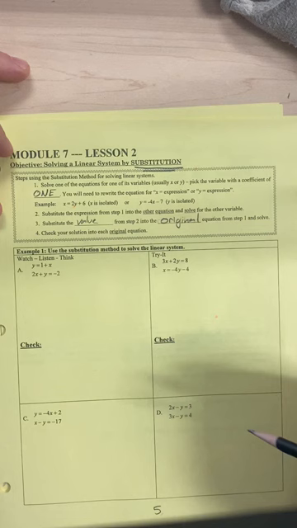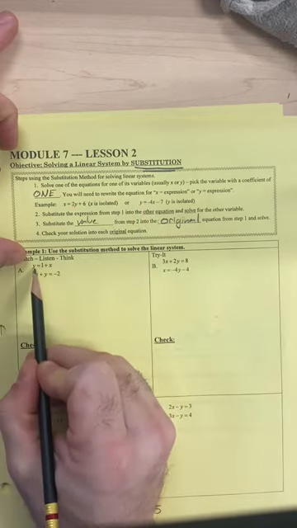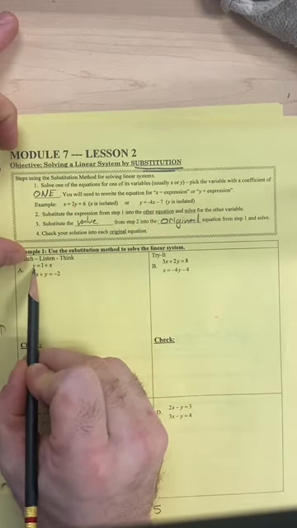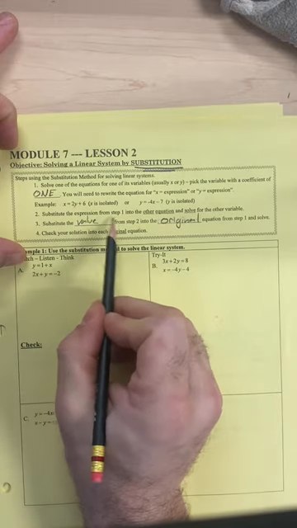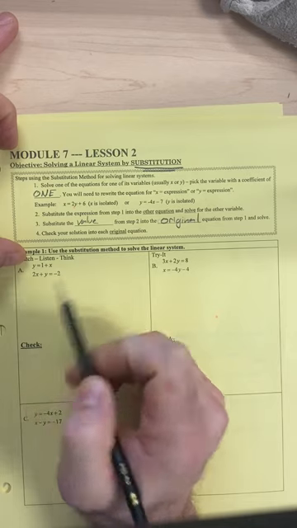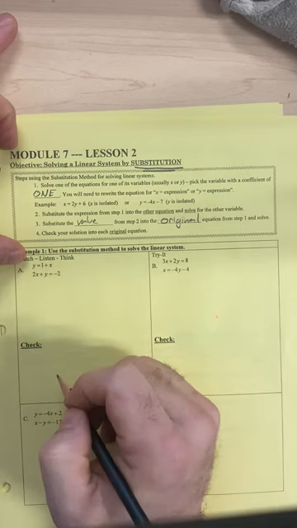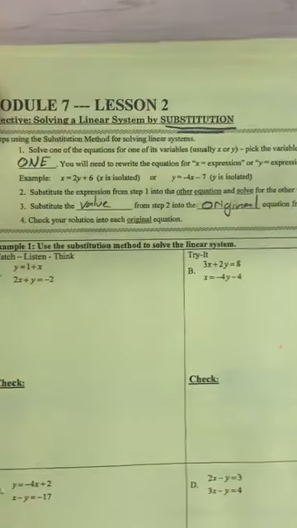The steps are written out here, and it goes like this. We're going to first solve one of the equations for one of its variables. So if you look at this first example down here, that's already done. We'll see what that looks like a little bit later. Then we're going to substitute our expression into the other equation, solve, and use that value to find the other value. So here's what it looks like for example A.